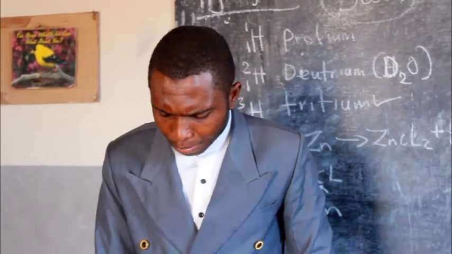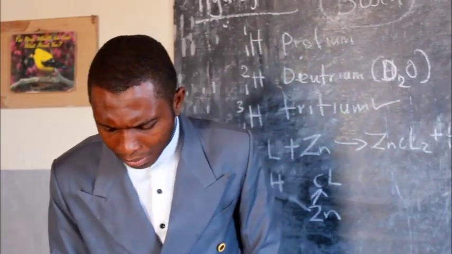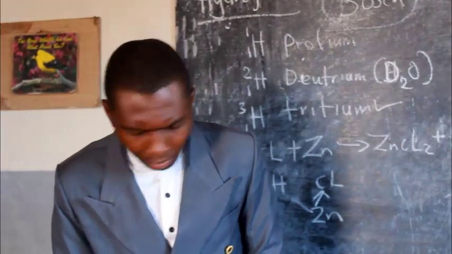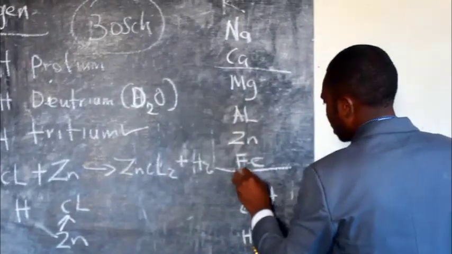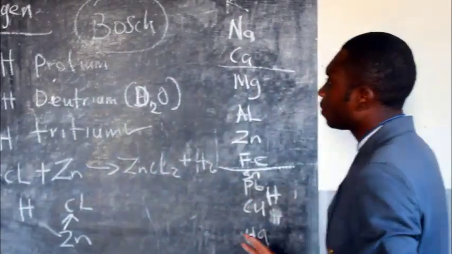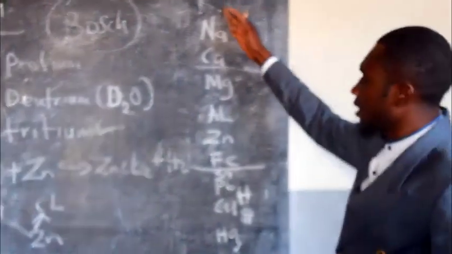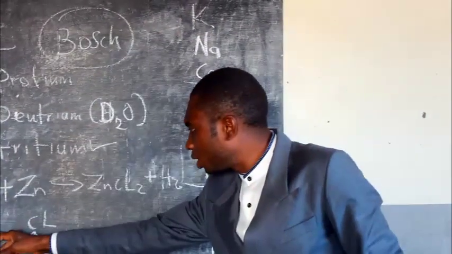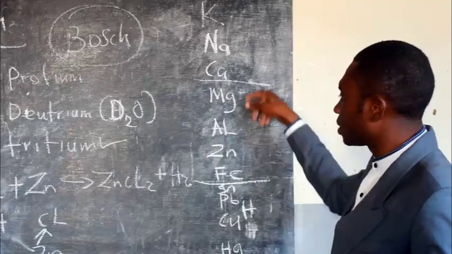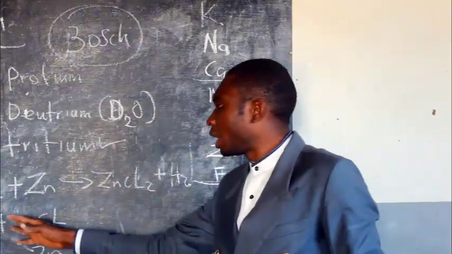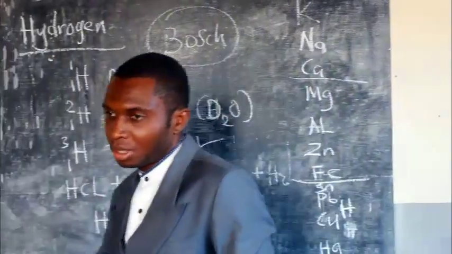I briefly wrote down the activity series. Zinc is here. Don't forget that any acid must have hydrogen in it, and any metal that is higher than hydrogen in the activity series must displace hydrogen. Are you getting that?